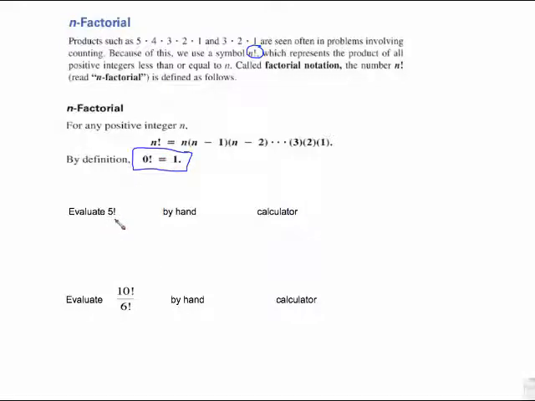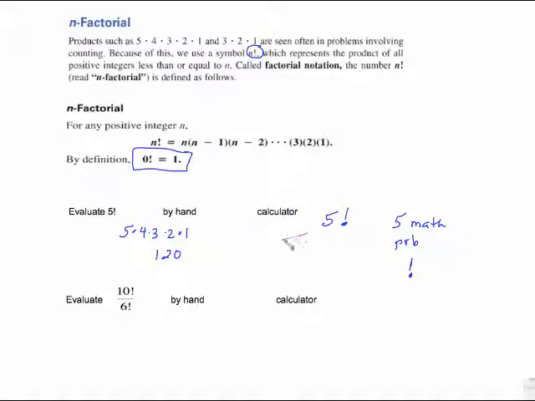So to evaluate 5 factorial by hand, that means I need to write out 5 times 4 times 3 times 2 times 1, and multiply all that together. I get 120. But 5 factorial is located on your calculator. If you do this on the graphing calculator, you would type in 5 and then math and use your right arrow to get on top of PRB, and the 4th thing down says factorial. And that's how you will get 5 factorial.